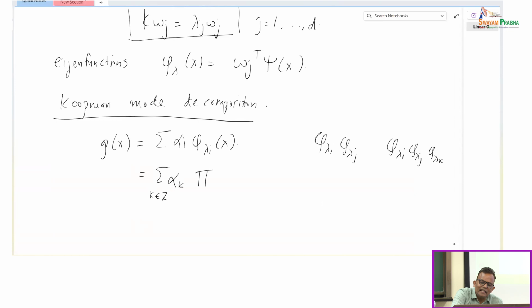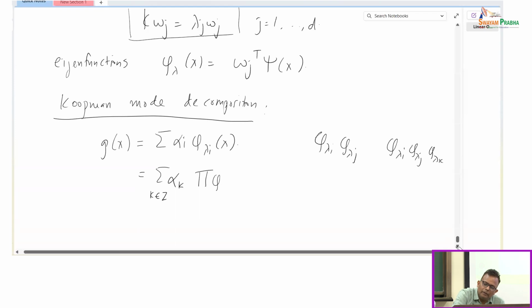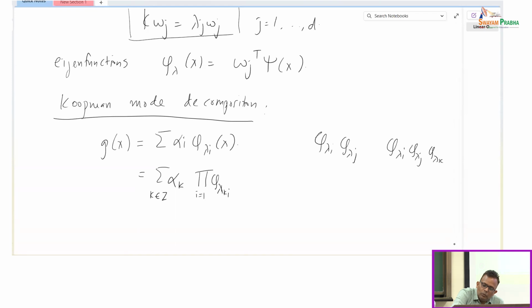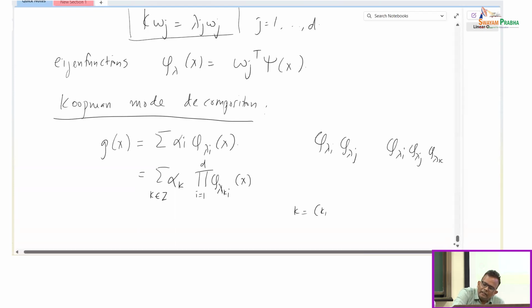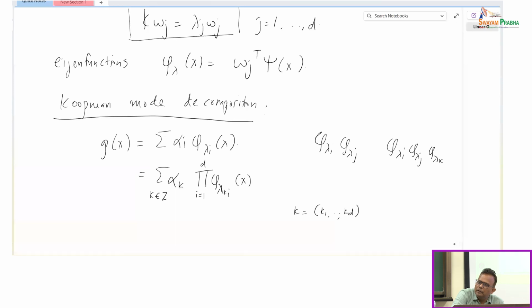So I could write this as a product, right? Phi lambda, phi lambda, lambda k_i, i equals 1 to d, right? So this k here is like k1 to kd. I hope I'm getting the notation correct, but you get the essence of what I'm trying to do, right?